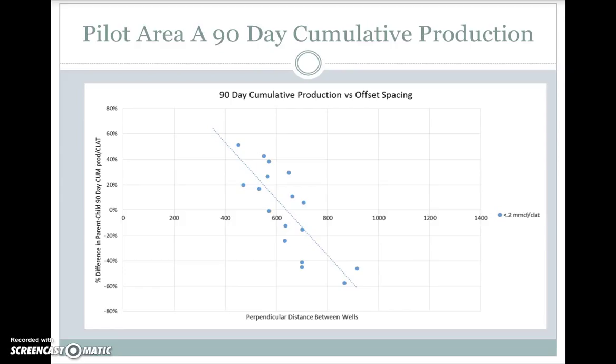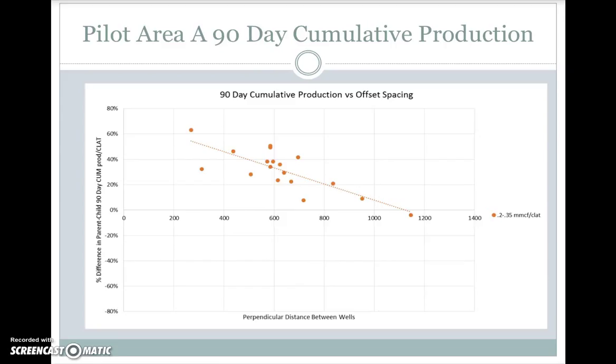If you look at the percent difference in the parent versus child production after 1 year, the data starts to level off at about 0 after the 600 foot. Here's the medium cum, and as we can see, the line is a little bit less steep, and it looks like it's going to cross the x-axis a little bit further, maybe around anywhere from 800 to 1,100 feet. So you're going to have to space off those a little bit further.